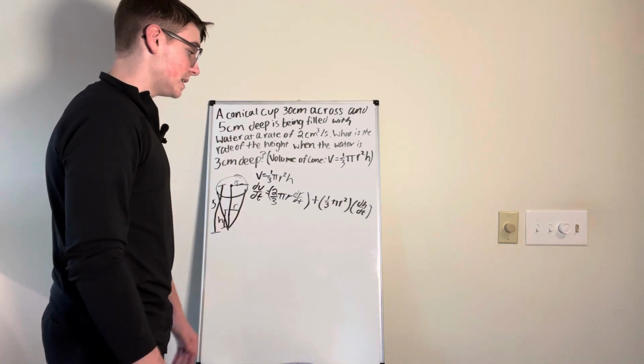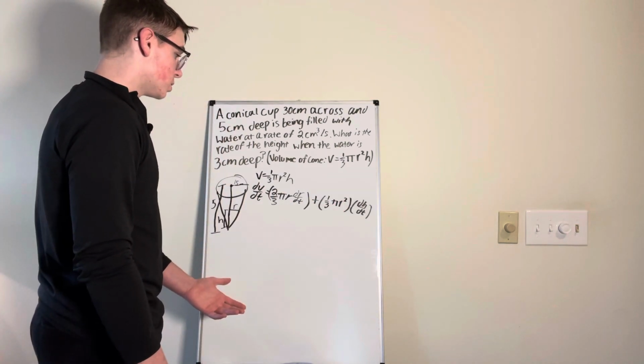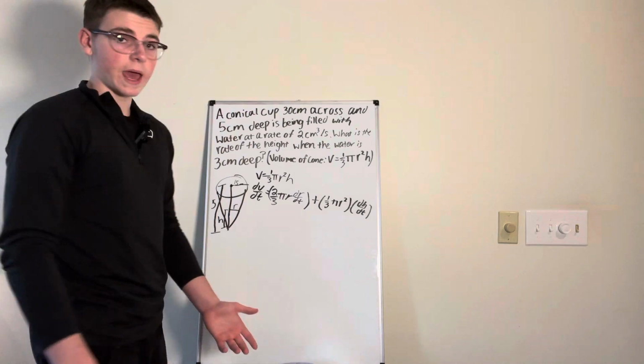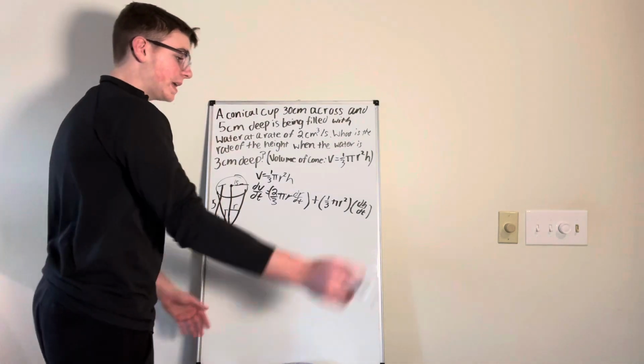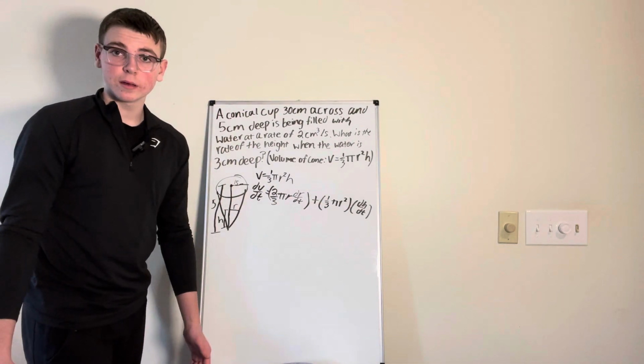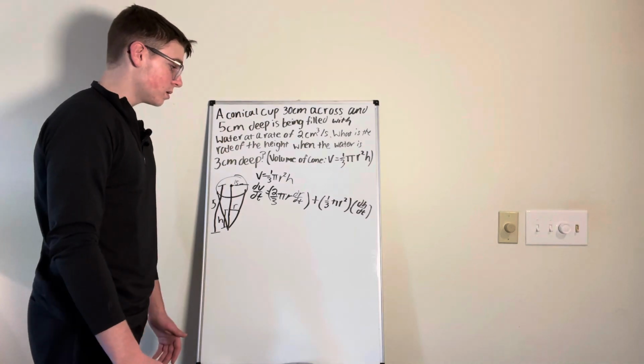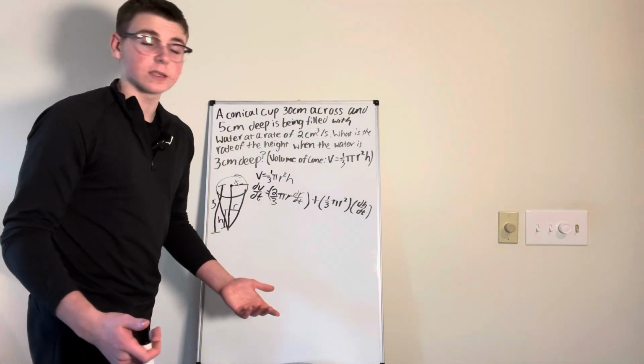And dh over dt is what we're solving for. So we really don't have anything here. We cannot solve this equation. There are 3 unknowns, so we just physically cannot solve it.